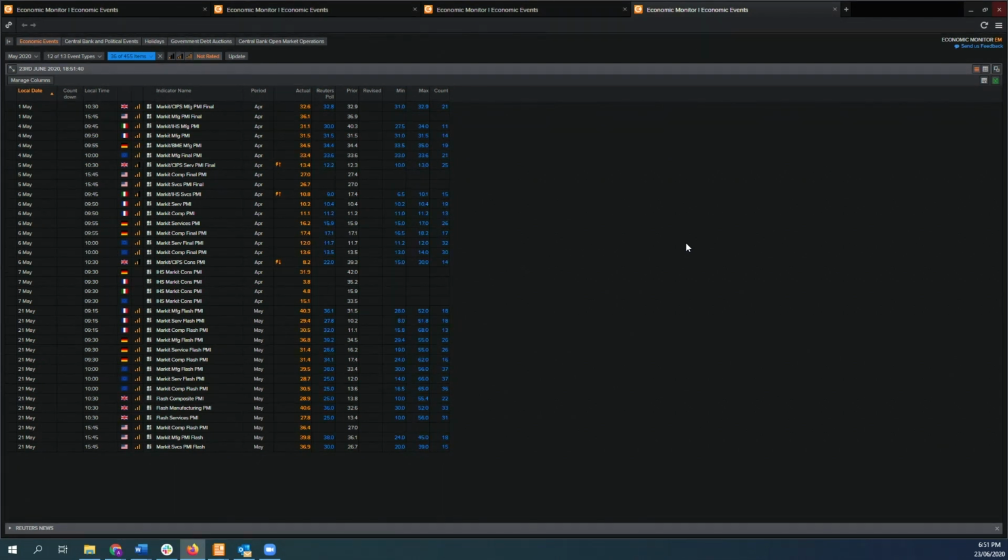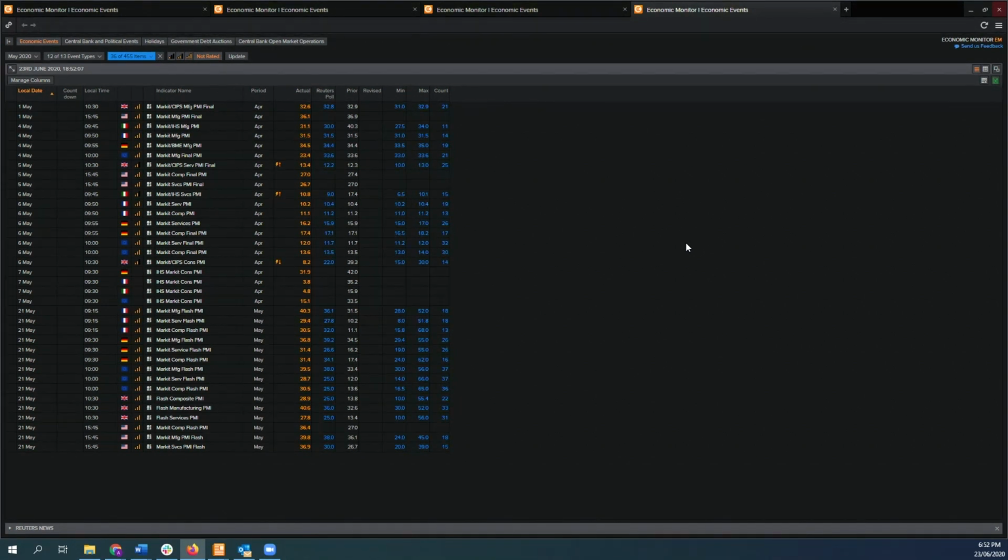Of the two reports, the flash reading is usually the most important and influential one that we want to be focusing on, as it's the first reading of the overall readings for that particular month. However, that doesn't mean the final readings can't be important. They can still be market moving if the updated final numbers show any massive, significant jumps above or below the prior flash readings.